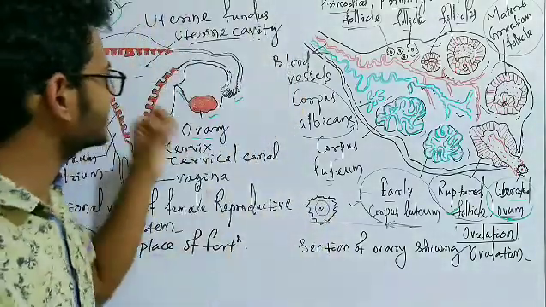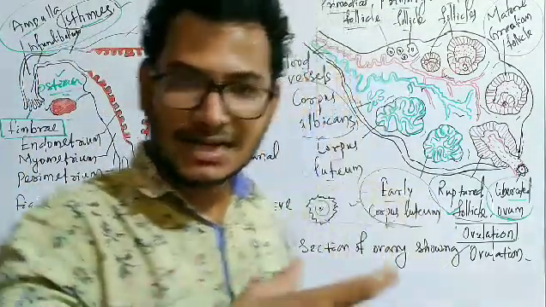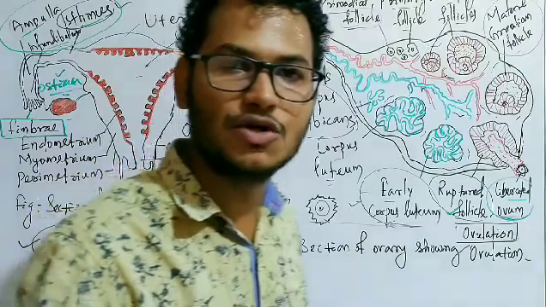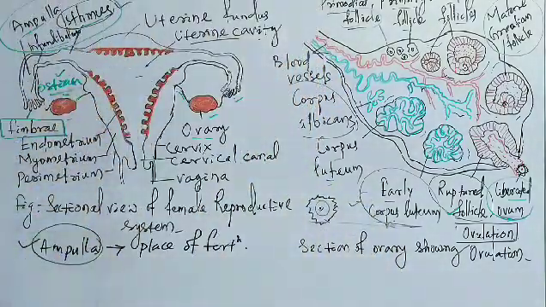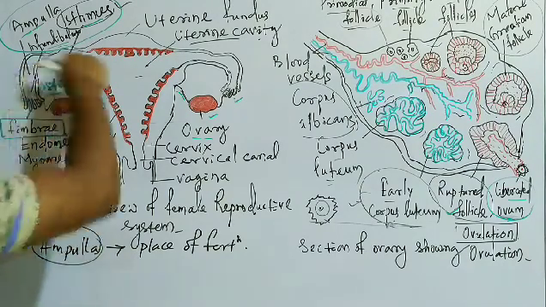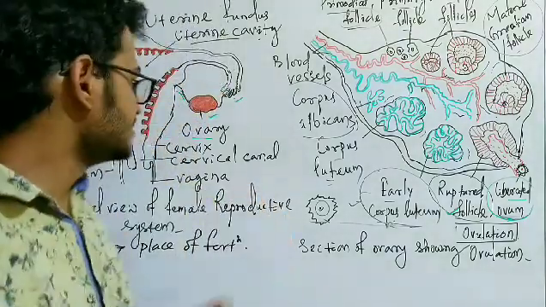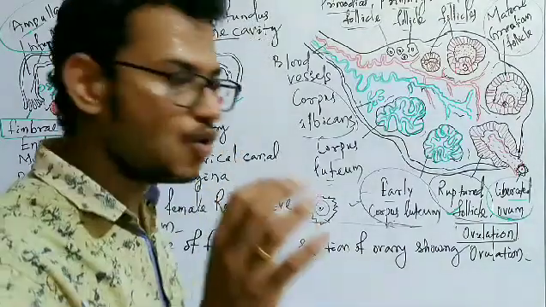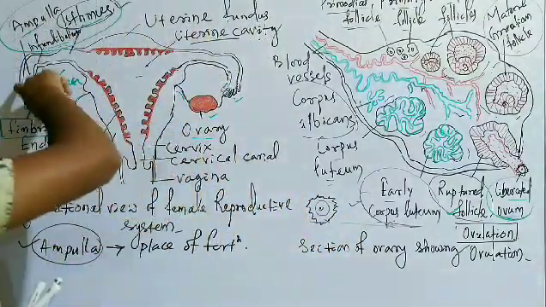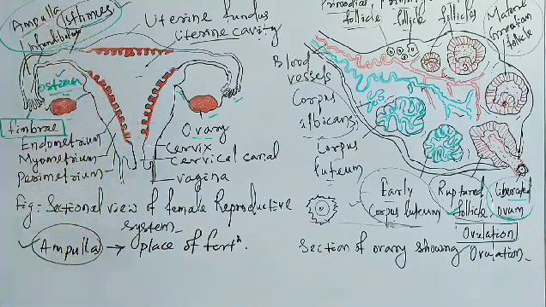So it is the conducting system, or the duct, that collects the mature ovum from the ovary and takes it to the uterine cavity. The inner wall of this oviduct contains ciliated cells that help in bringing the mature ovum to different parts like the infundibulum, ampulla, and isthmus, and into the uterine cavity.